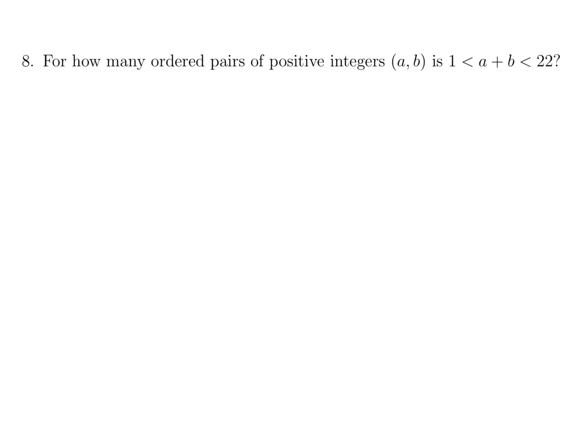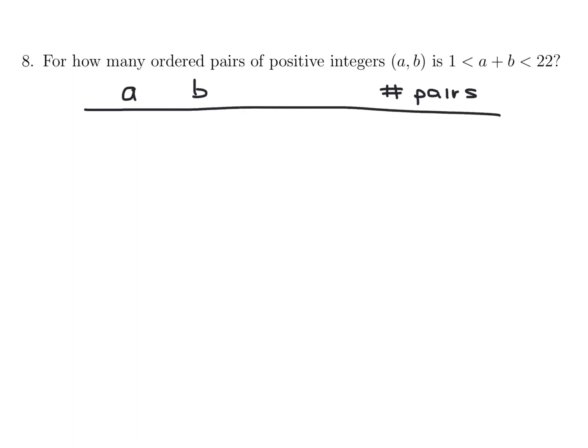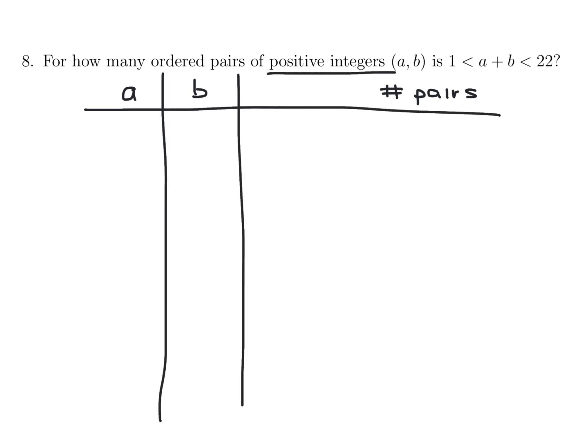For how many ordered pairs of positive integers (A, B) is 1 less than A plus B less than 22? Let's make a table and see what we get, counting the number of pairs. Since they are positive integers, let's start with the smallest one, which is 1. If A is 1, and we want to make sure the inequality is true, then B can be 1, 2, all the way to 20, I believe. And that means there are going to be 20 pairs.